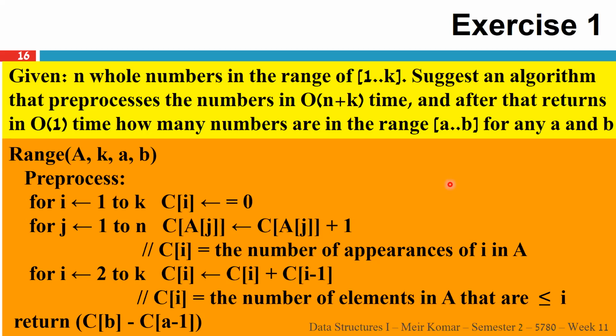So CB includes everybody. So take everybody and then just chop off all those which are from A minus 1 down to 1. We also need to make sure that A isn't equal to 1, because if A is equal to 1, then we're asking for before the array.